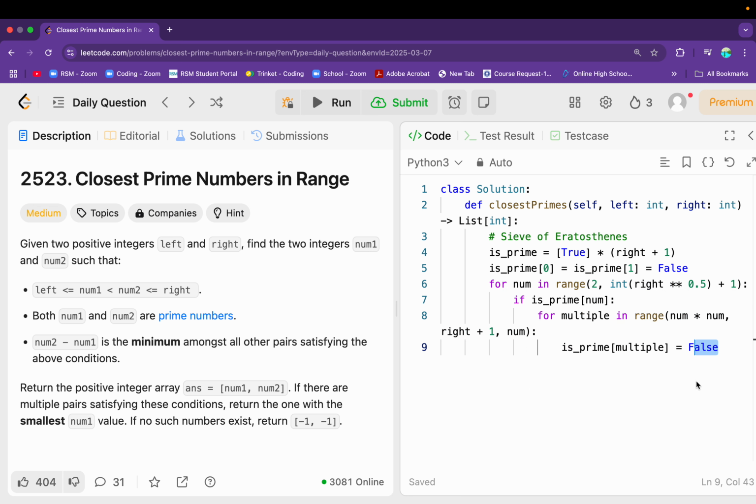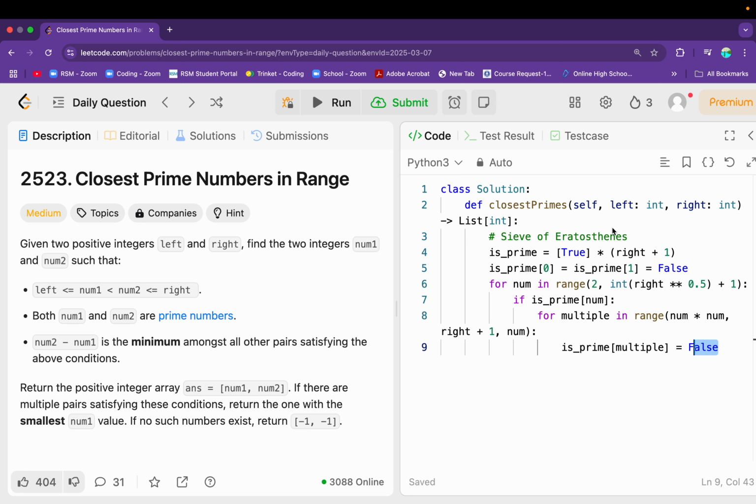Now, the purpose of these 4 lines of code: we're iterating from 2 to the square root of right, which is exactly what right to the power of 0.5 is. If any value num in that range is prime, we have to mark all of its multiples as non-prime. We start with its multiples from num times num. That very efficiently eliminates all of the non-prime numbers in that range for any prime numbers, right?